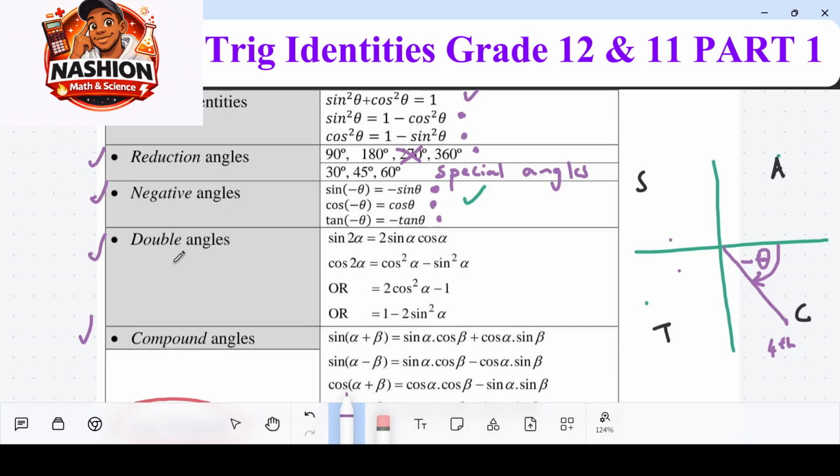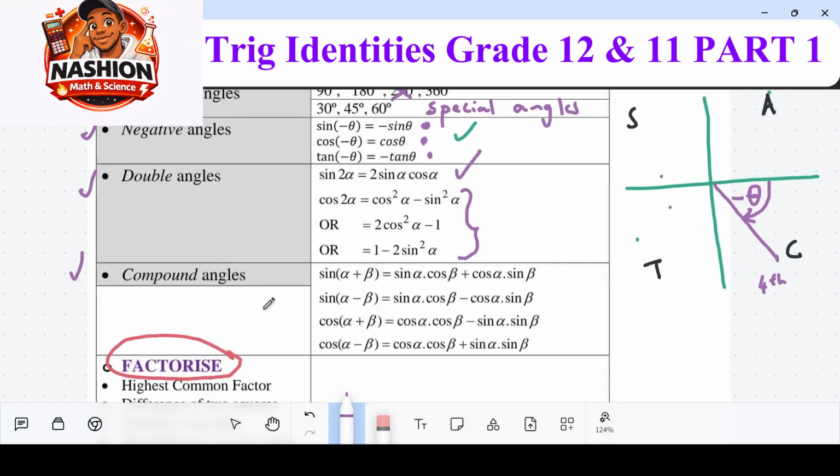The next identity is the double angle identity. We have the identity for sine right here, and cos has 3 identities. So we don't have to memorize these ones. They are provided for on your grade 12 question paper formula page. Then the last identity will be compound angle identities. The ones for sine and the others for cos.